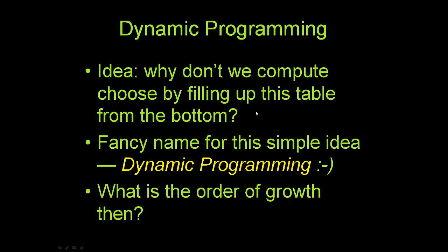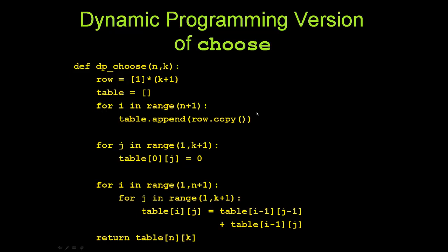What's the order of growth for this approach? Well, it turns out it's order nk. But why? If you look at the size of the table, once you fill up the table, we're done, and there are n by k entries all together, so it's order nk. Let's take a look at how you would do choose.